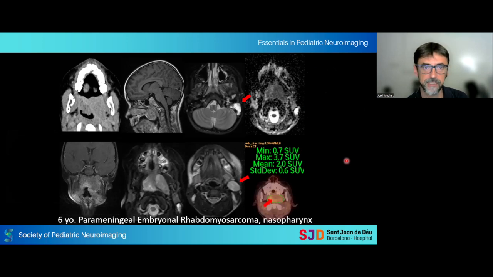This is another case of the same pathology, a little bit lower, with a cavum, left parapharyngeal, and tonsillar mass that obliterates the eustachian tube. That's why we have fluid trapped in the mastoid cells with low ADC, and avid FDG uptake with lymph node spread. This is the same lesion.